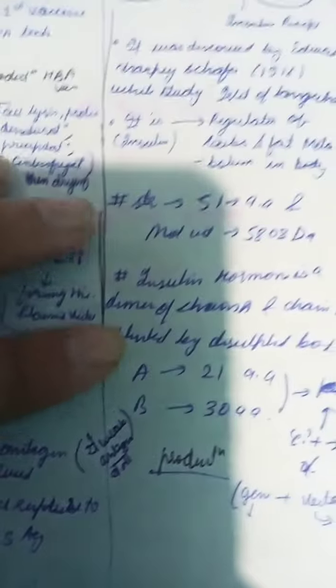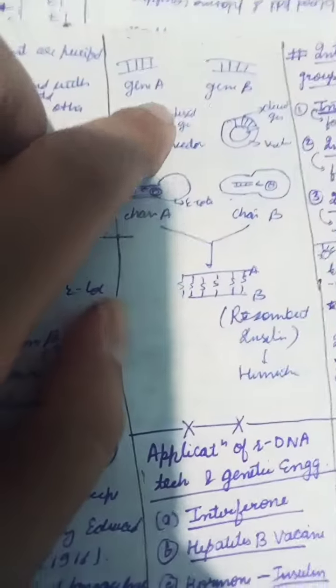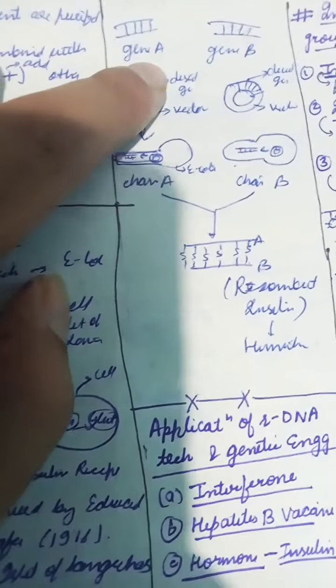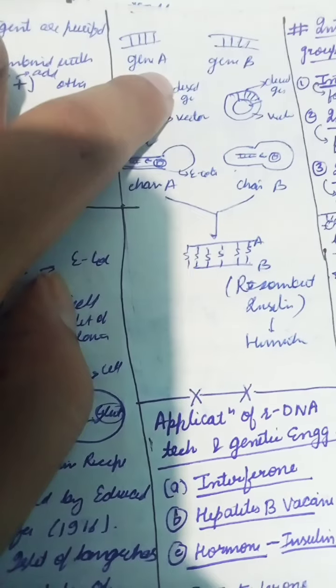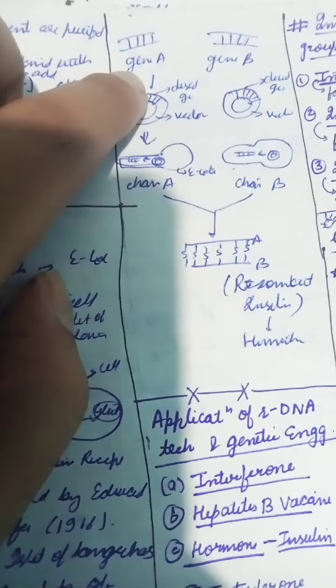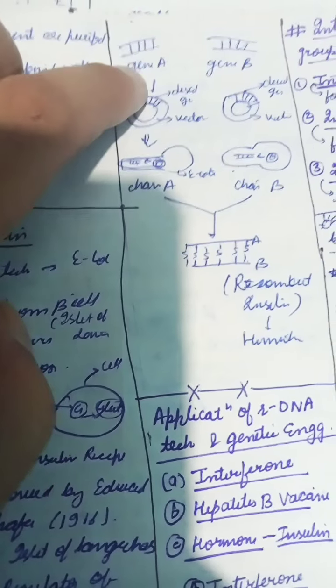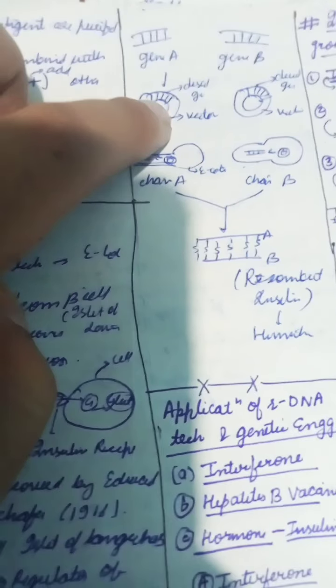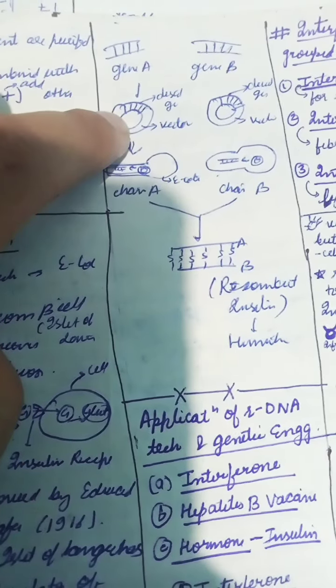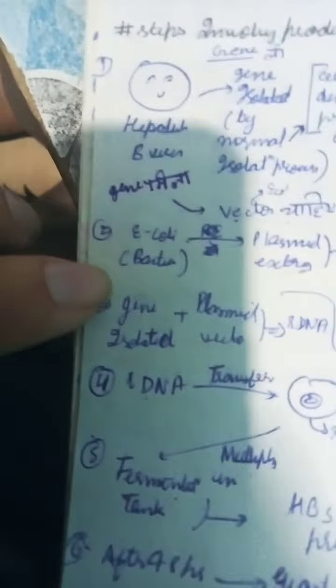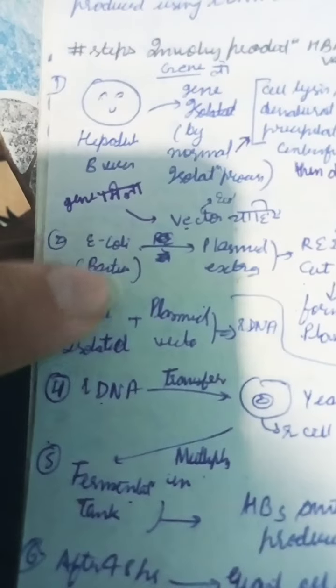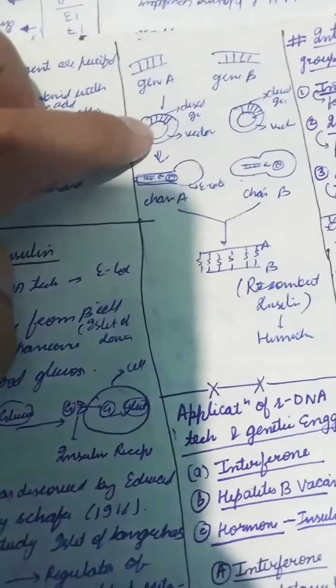Now for the production of insulin we will take gene A and gene B. We will isolate these genes from the beta cells. Then we get chain A and chain B. Now we will insert them into the vector. As we had studied, we get the gene and we do restriction with the endonuclease. We will cut the plasmid and then introduce the gene of interest.